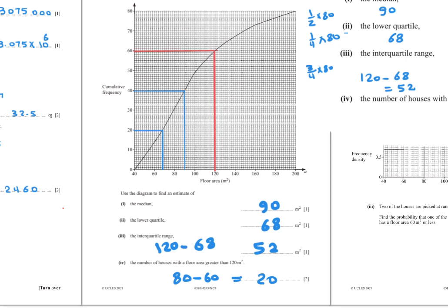It's better to draw a vertical line from 120 till you reach the curve, then go horizontal to find the corresponding value. 60. Greater than 120, so 80 minus 60 equals 20.